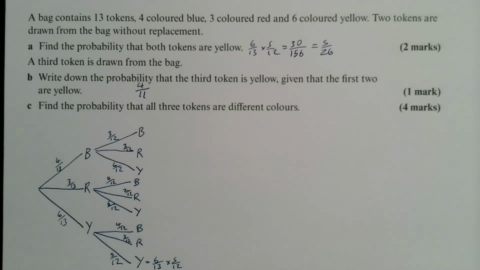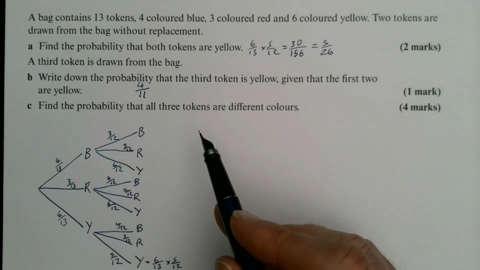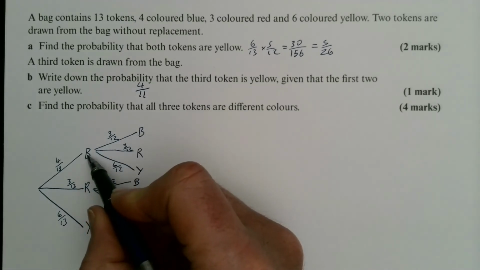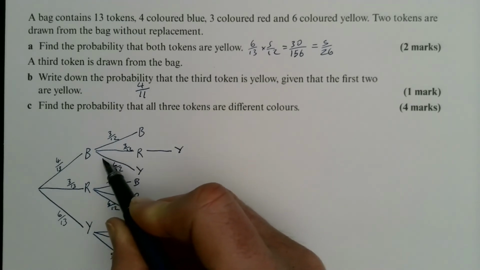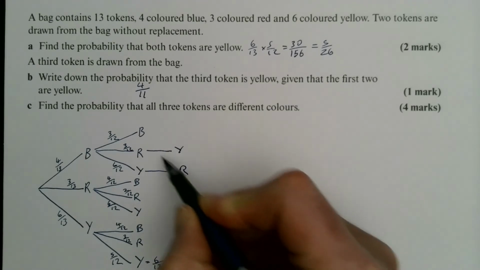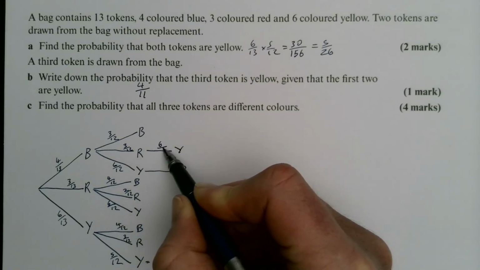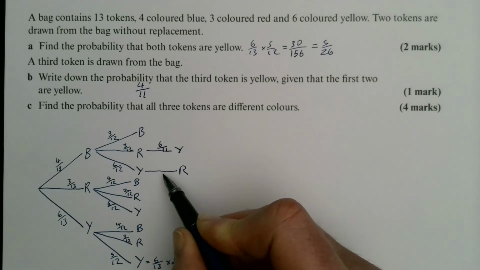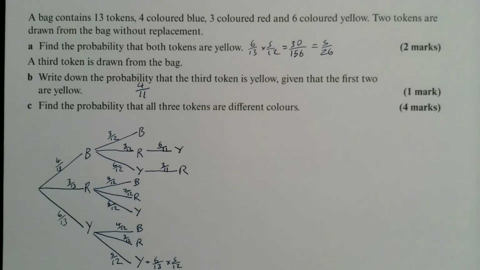Now you can get in a right old muddle because of the number of branches going on, so let's not worry about drawing the branches we don't want. If you've already got two blues, then it's out, isn't it? They've all got to be different. So it's got to be blue, red and yellow. It's then also got to be blue, yellow and red. So let's think about what they would be at that time. At that point we've still got 6 yellows left out of 11. At this point we've still got all 3 reds left out of 11. When they're all different, they're all going to have their original amounts left, aren't they?